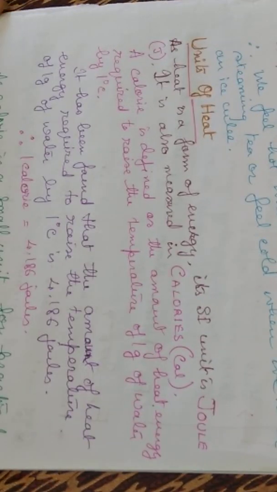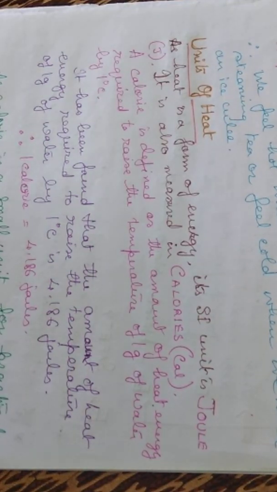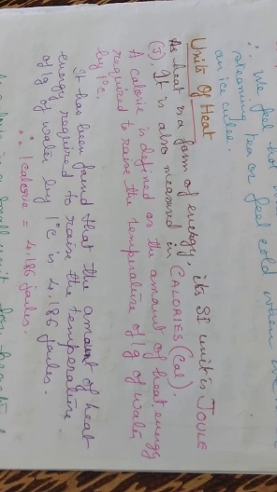Now, what are the units of heat? As heat is a form of energy, its SI unit is the joule, represented by capital J. It is also measured in calories, represented as CAL. A calorie is defined as the amount of heat energy required to raise the temperature of 1 gram of water by 1 degree centigrade.